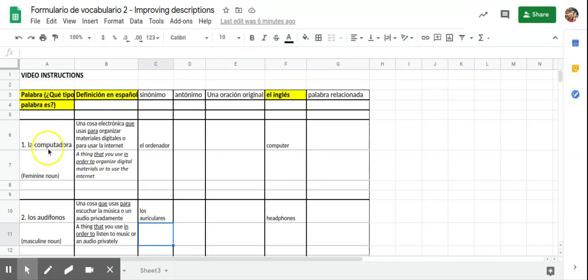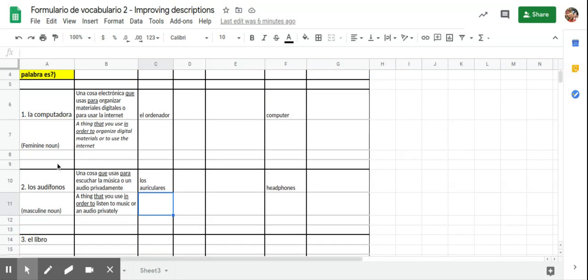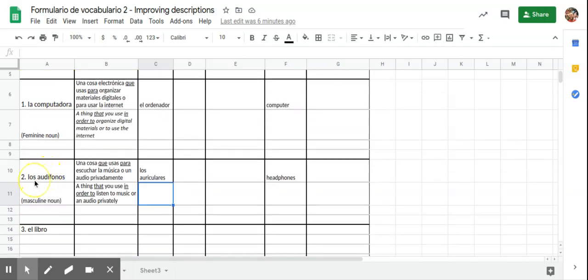First of all, you're responsible for identifying the Spanish word, knowing the English of that Spanish word, and defining that Spanish word. And also, I would like you to write whether it is a feminine noun or a masculine noun, just as a review. So if it has la, as in la computadora, then that's feminine. If it's los or el, then it's going to be a masculine noun. So please include that there.